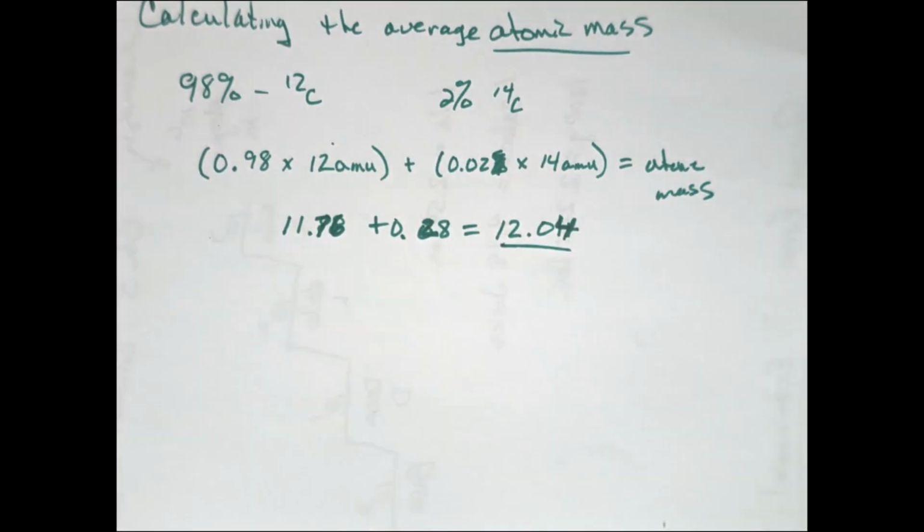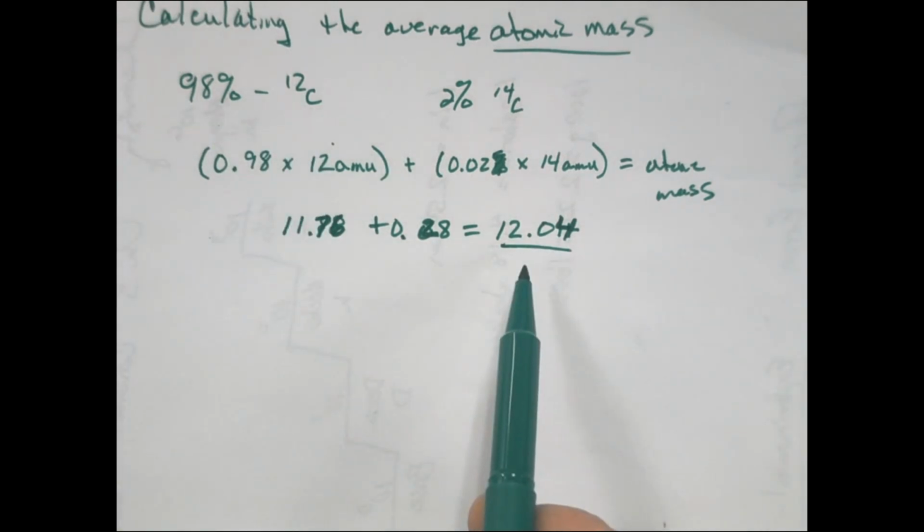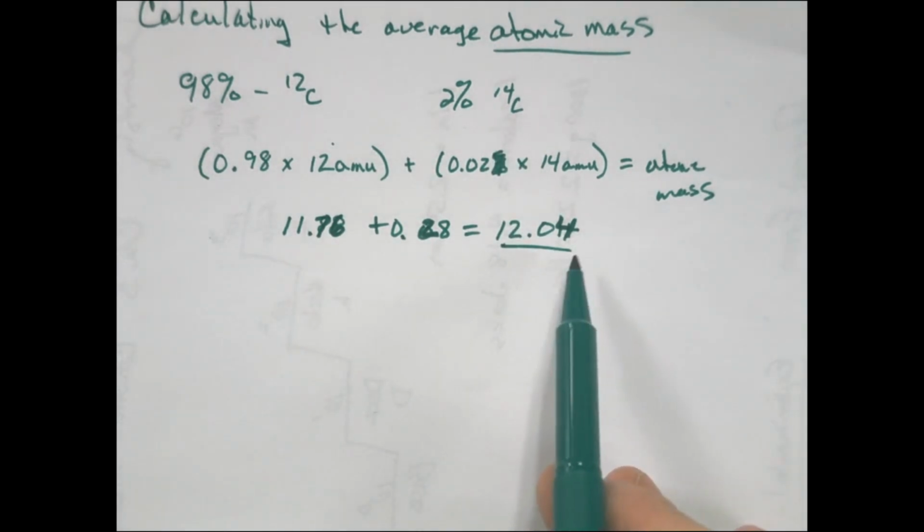And if you look at the number, it should make some sense that if we're so heavy towards our carbon-12, this number is going to be very close to carbon-12. And if we just have a little bit of 14, it's going to be a little bit higher than 12 rather than lower than 12.